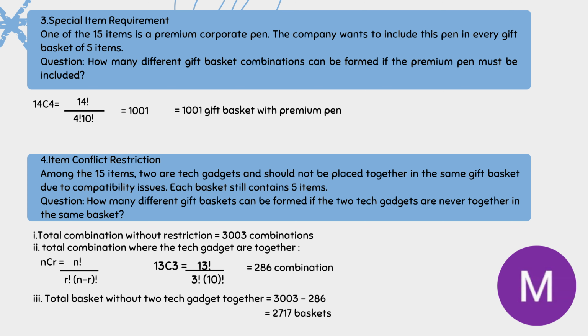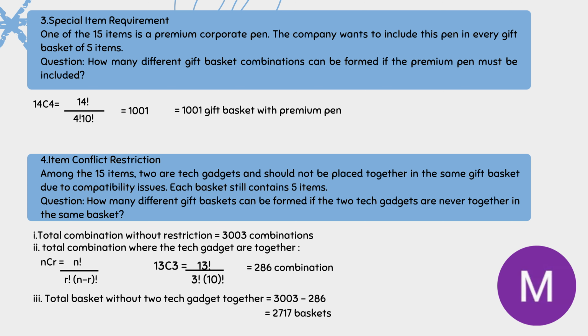Third question, special item requirement. One of the 15 items is a premium corporate pen. The company wants to include this pen in every gift basket of 5 items. How many different gift basket combinations can be formed if the premium pen must be included?